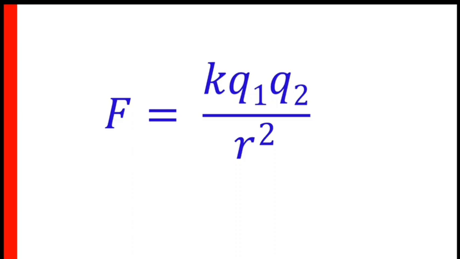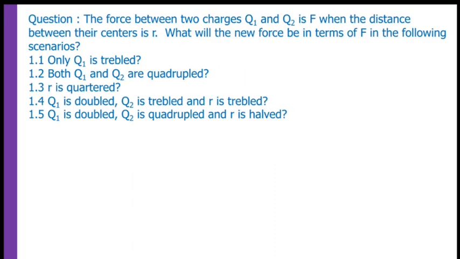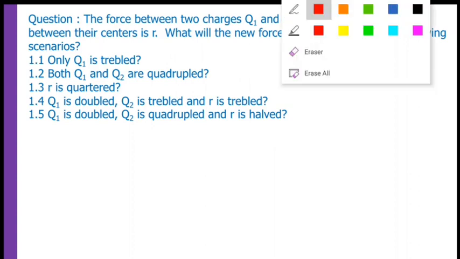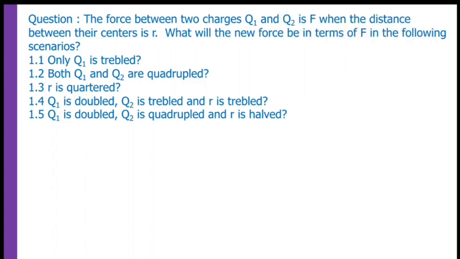Okay. So now in the next part, we're going to just look at a calculation, a question. It will be good if you can try to work this question on your own and then see how your answers compare with what we got here. All right, let's go. The force between two charges Q1 and Q2 is F when the distance between their centers is R. All right, so the force is F like that. What would be the new force in terms of F in the following scenarios?